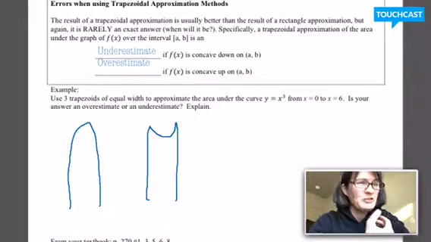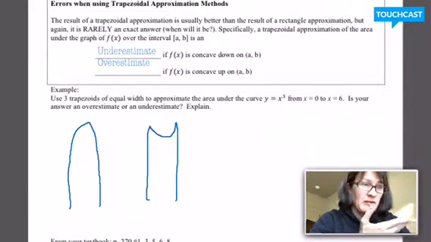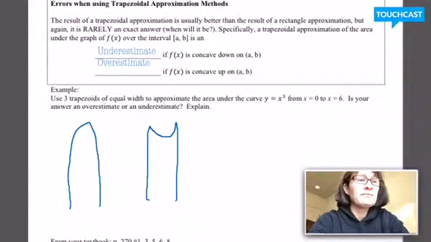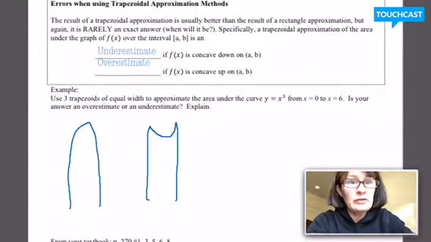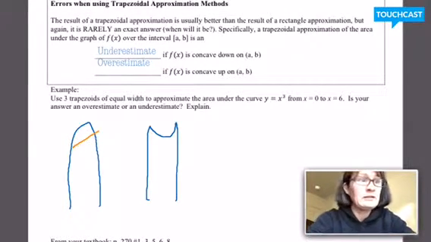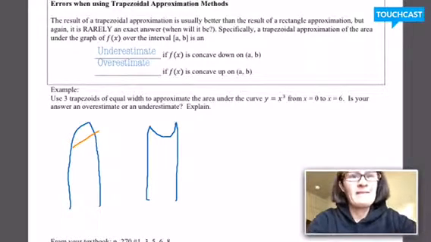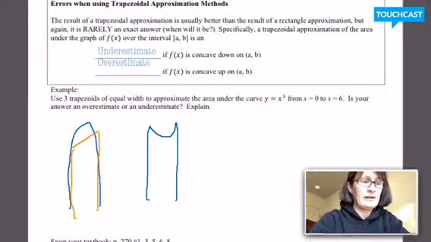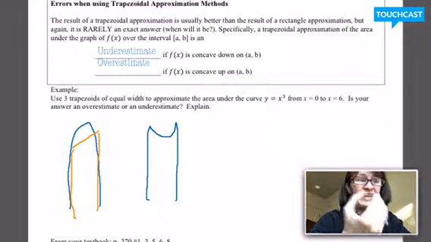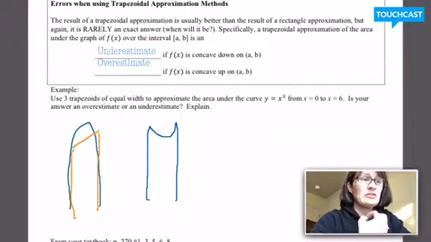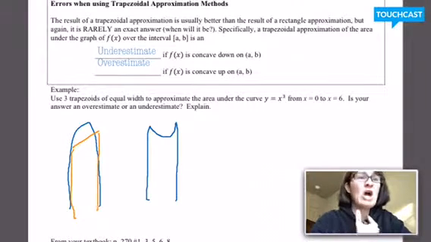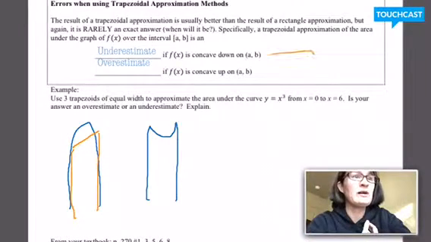I usually have to make this picture for myself. I don't usually remember just off the top of my head. So I drew a little function here that's concave down, and notice that if I try to draw a trapezoid across it, that trapezoid does not cover the whole area. The area of the trapezoid is an underestimate. So for a function that is concave down, a trapezoid approximation is an underestimate.